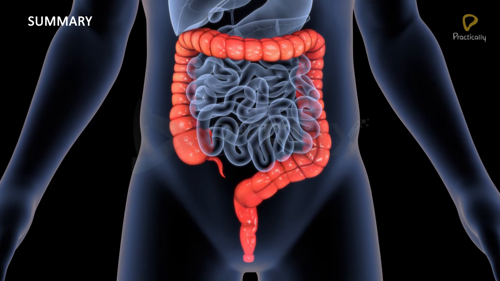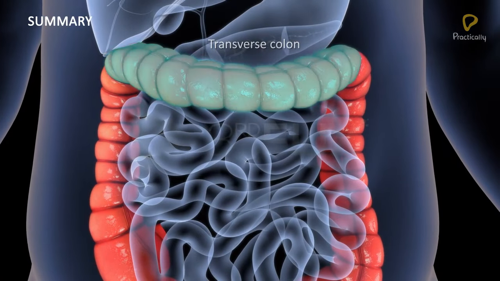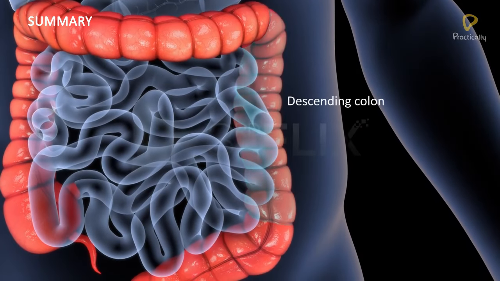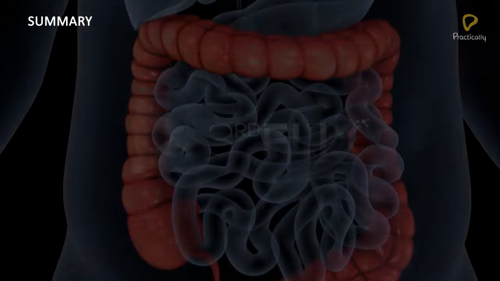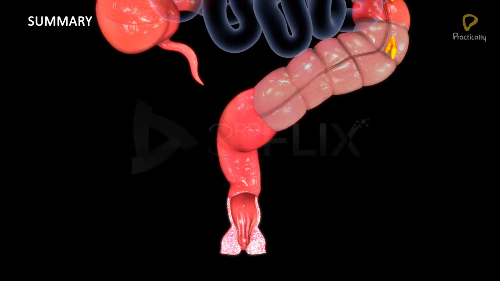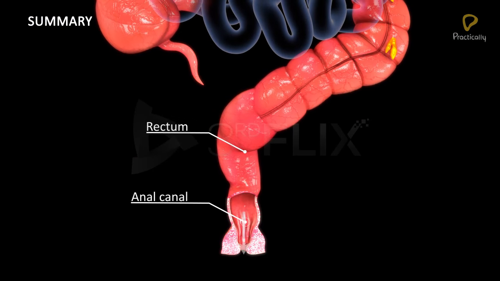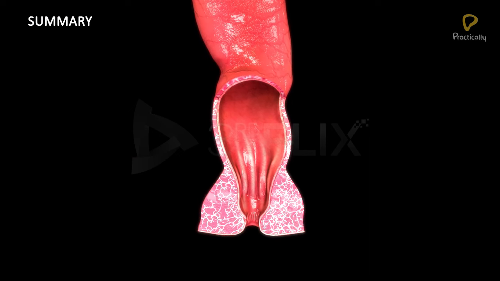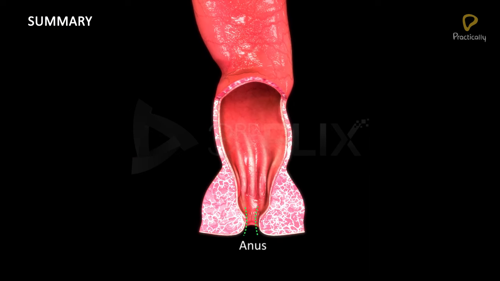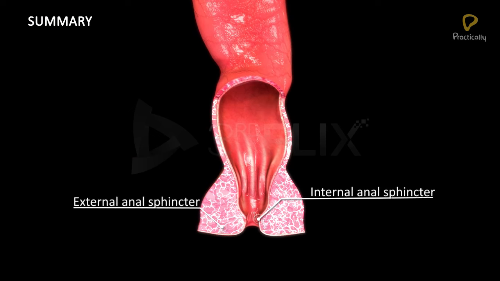The colon is divided into the ascending colon, transverse colon, descending colon, and sigmoid colon. The sigmoid colon opens into the rectum, which leads into the anal canal. The opening of the anal canal is called the anus. The anus has internal and external anal sphincters.